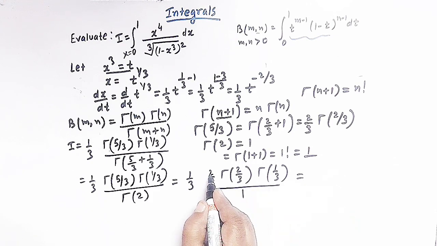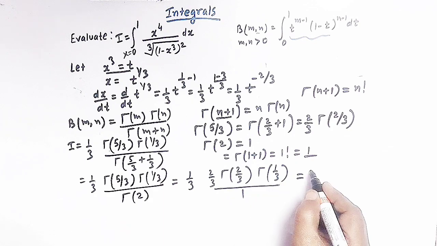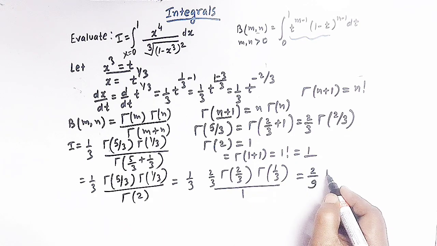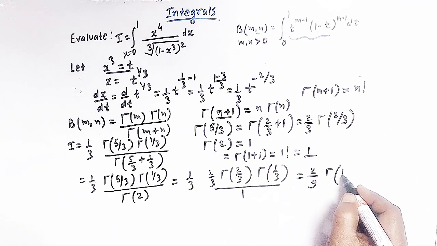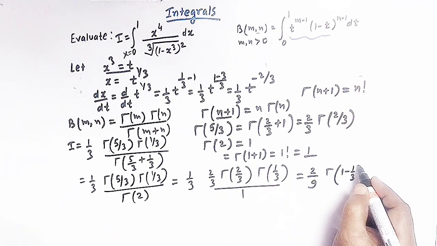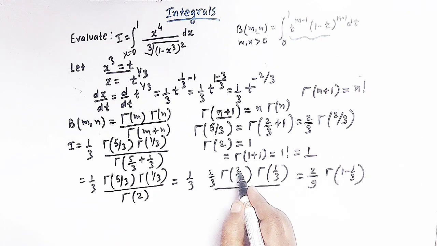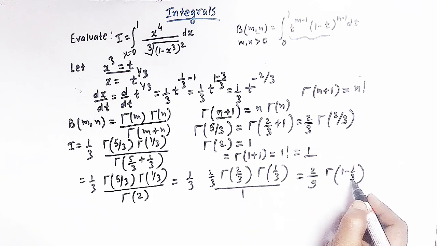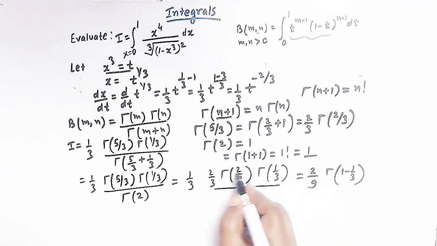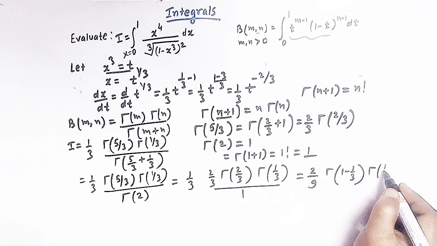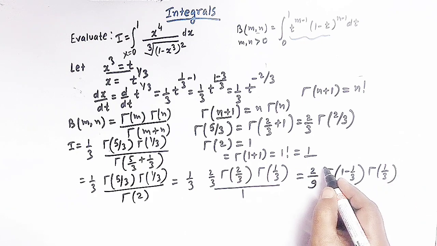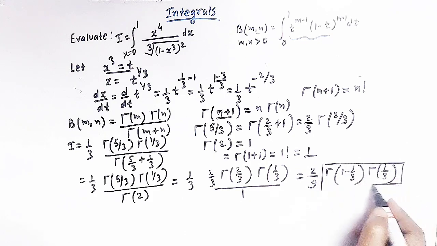So now here we can multiply these two fractions. So we have 2 over 9, and then we can now write this 2 over 3 as 1 minus 1 over 3, right? So the purpose of writing 2 over 3 as 1 minus 1 over 3 is to make use of the famous Euler's reflection formula. So gamma 2 over 3 can be written as 1 minus 1 over 3, and here we have gamma 1 over 3. So now let us look at this expression.